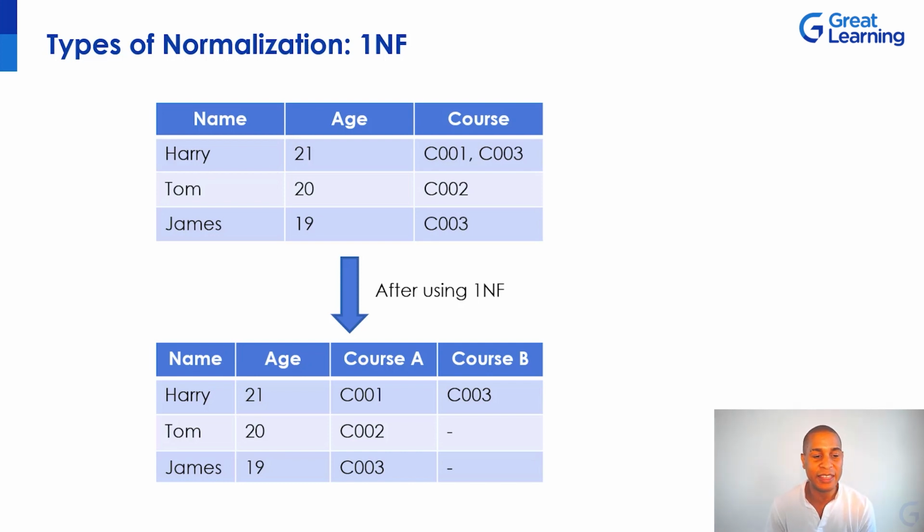So now we can see that Harry is taking two courses, which is course A and B, while our other students don't have a second course. This would be an example of the first normal form.